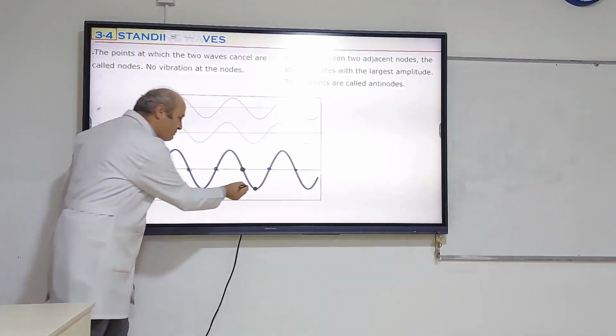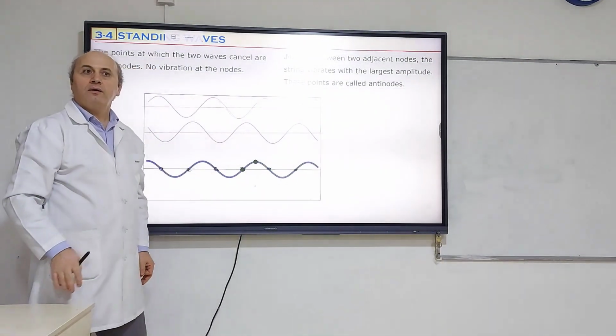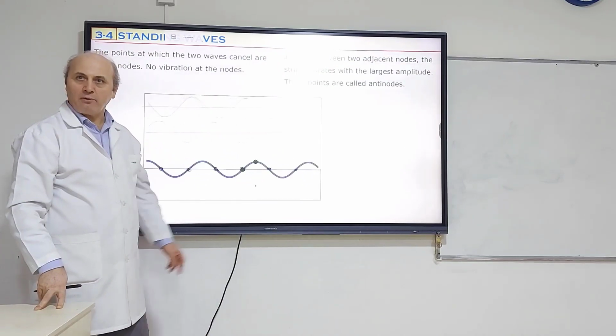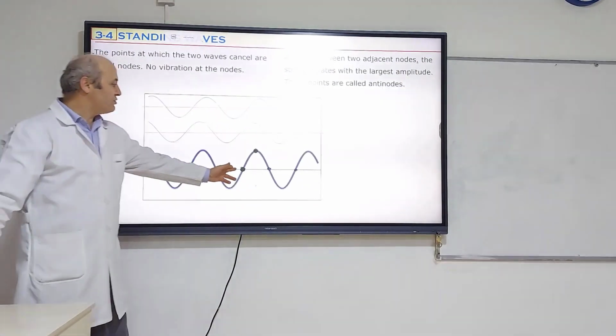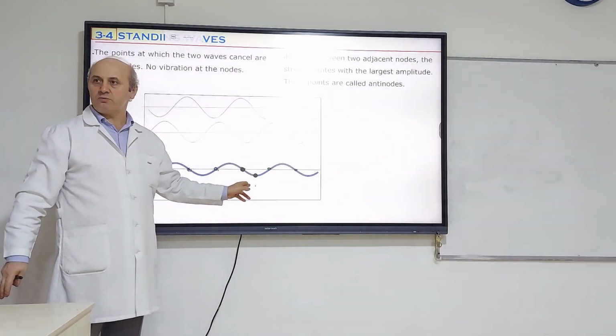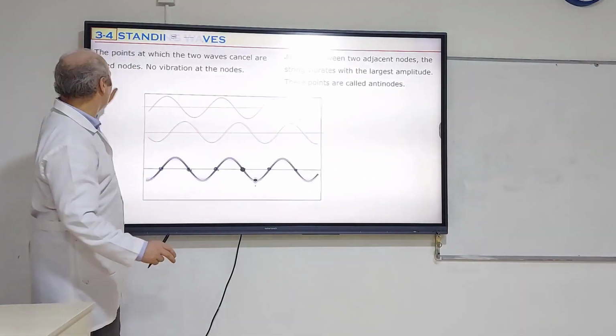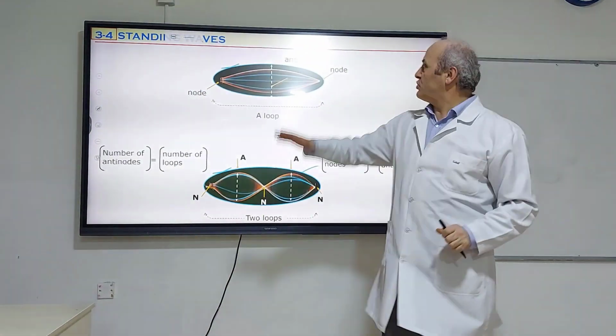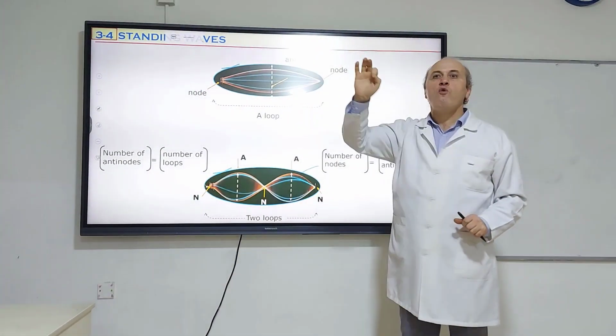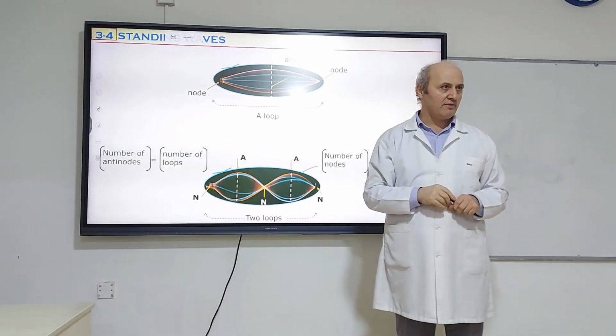But at this point, the wave vibrates with the largest amplitude. This point is called an antinode. As you see, from one node to the next node, there is an antinode. Between two antinodes, there is a node. These are the patterns. The first order standing wave forms at the lowest frequency, longest wavelength.